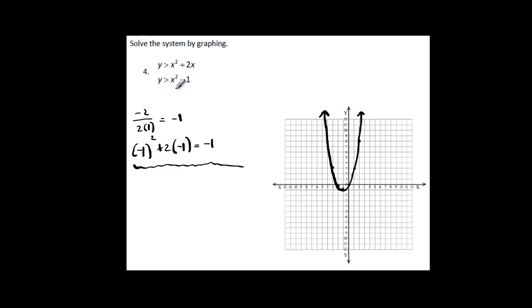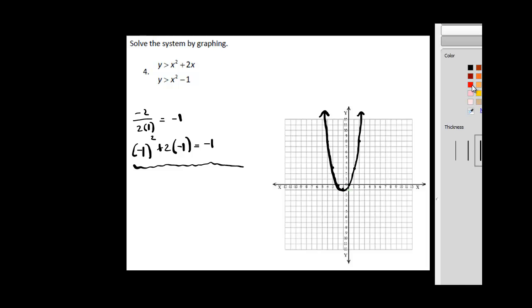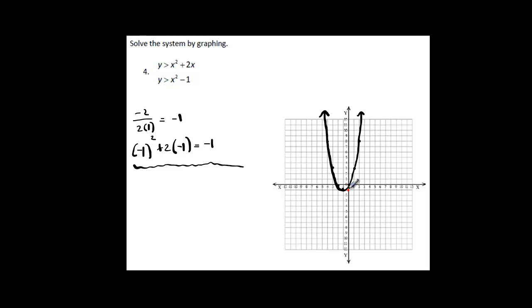The vertex, since it doesn't have an x term, is going to be at, let's do this color, at 0, negative 1 right here. It's not the best color. Let's do it in red. So 0, negative 1. It's the y-intercept and it's also the vertex.